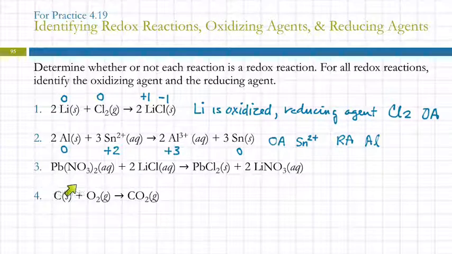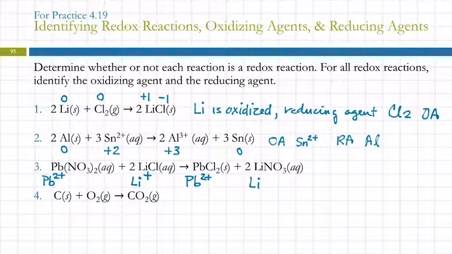So here, lead nitrate, what's the charge on the lead ion? 2 plus. So this is Pb 2 plus. It's got a plus 2 oxidation state. Over here in the product, what's the charge on the lead ion? 2 plus. It's the same. So is the lead being oxidized or reduced? No. Let's check the other metal. Here's lithium. What's its charge? Plus 1. Its oxidation state is plus 1. What about over here? Still plus 1.